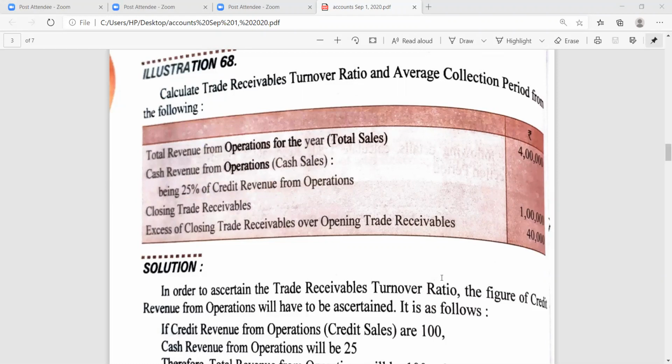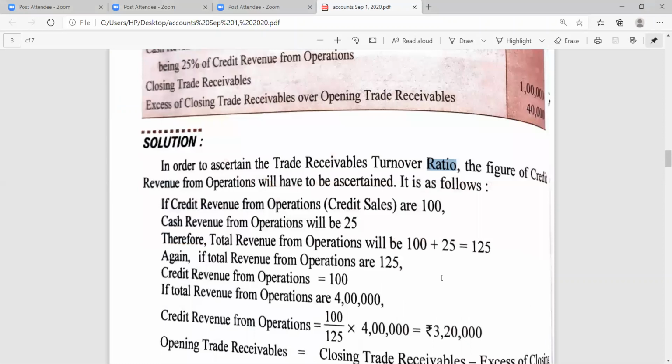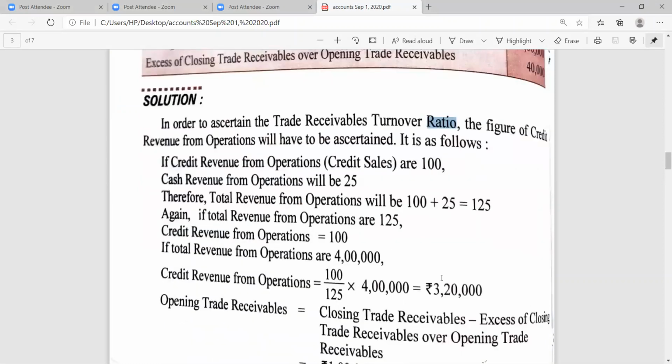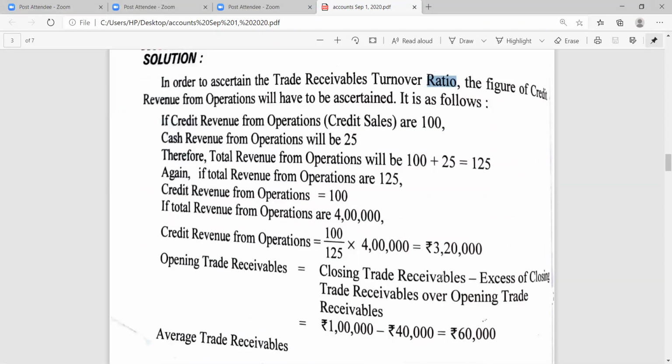You will find how to do it. In order to ascertain the trade receivable turnover ratio, the figure of credit revenue from operation is to be ascertained. So it is to be assumed that credit revenue from operation is 100. Actual is not given, so we have to consider it as 100. And cash revenue from operation, 25% of credit, will be 25. Therefore, the total revenue from operations will be 100 plus 25, that will be 125.